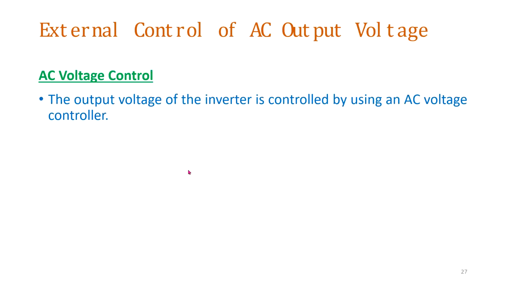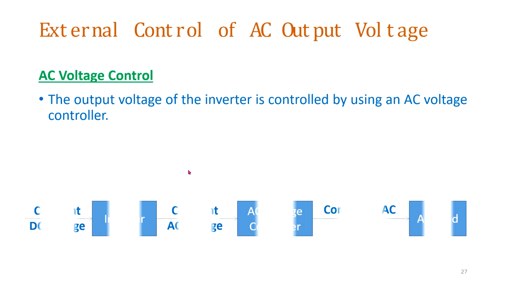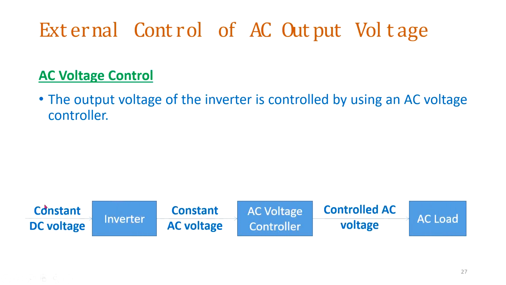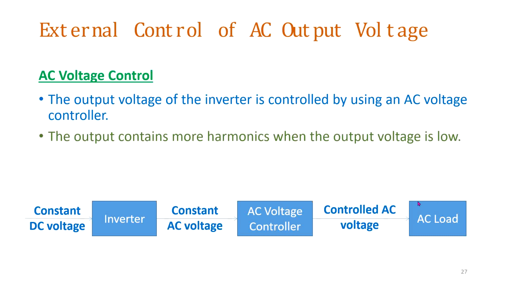So let's discuss one by one. The first one is external control of the AC output voltage. The output voltage of the inverter is controlled by using an AC voltage controller like that. Surely, with a constant DC you have an inverter, and you have a constant AC voltage. Now you have introduced an additional AC voltage controller, which will produce a controlled AC voltage. Then it will be fed to the load. This is the one solution.